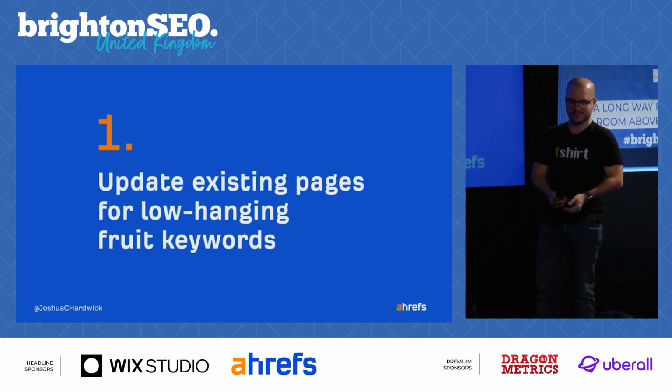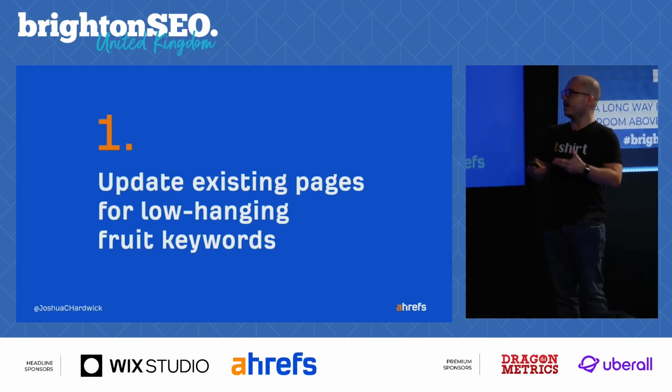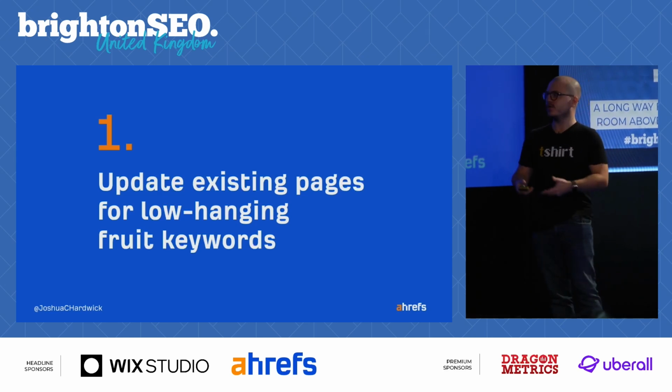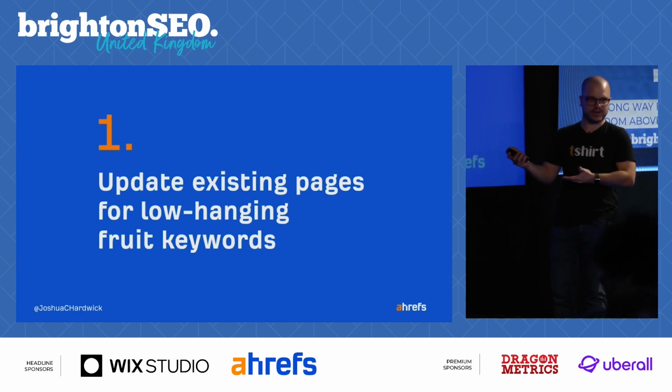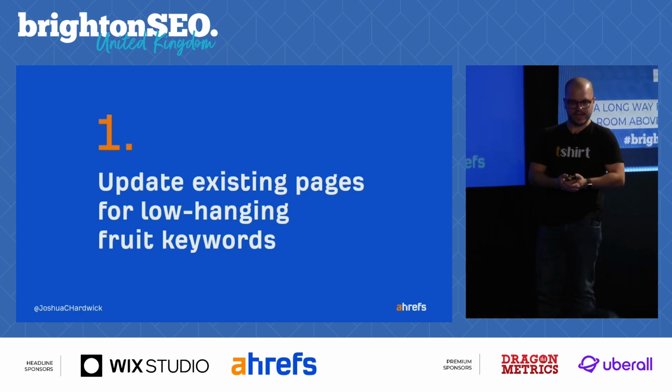But yeah, so 12 ways. And the idea here is really like, I kind of want people to come away with this thinking, you know what, I didn't realize you could do that in Ahrefs, so I might give that a go. I'm not saying to do every single one of these things because that'd be a bit crazy. But yeah, the first one, update existing pages for low-hanging fruit keywords.